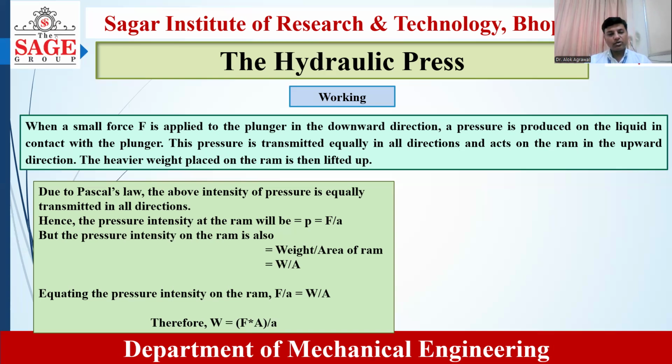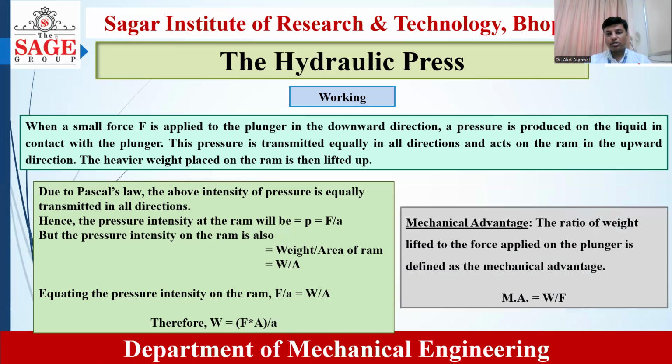Now from here, with the hydraulic press, we come to a new terminology, that is mechanical advantage, because we have to learn what mechanical advantage is. So first of all, what is mechanical advantage? It is the ratio of lifted weight to the force applied. This is a common formula for mechanical advantage which is applicable to a lot of machines which work on a similar principle. So here the weight lifted is given by capital W, and the force applied on the plunger is given by F. So mechanical advantage is the ratio W by F.